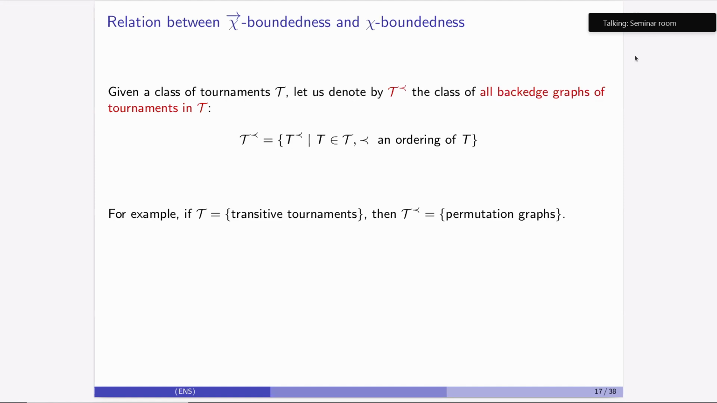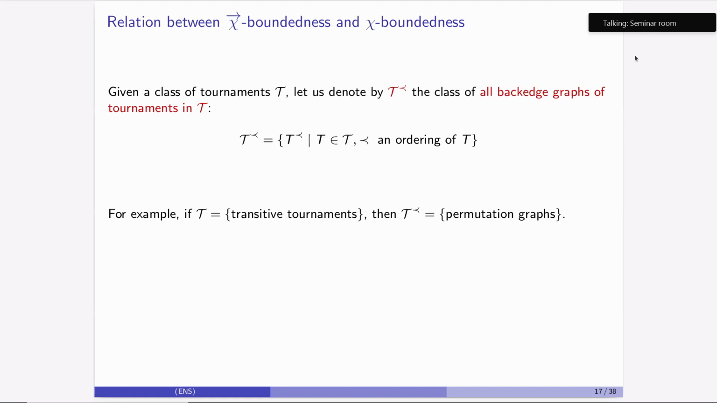Now I want to link classes of undirected graphs with classes of tournaments. So given a class of tournaments, we denote by T-prec the set of all backedge graphs of each tournament in the class. So for each tournament, there are n factorial backedge graphs. So when I have a class of tournaments, it gives me a class of backedge graphs, which is a class of undirected graphs. For example, if you think about it for a little bit, if you look at backedge graphs of transitive tournaments, it exactly gives you permutation graphs. And there are a lot of things like that.